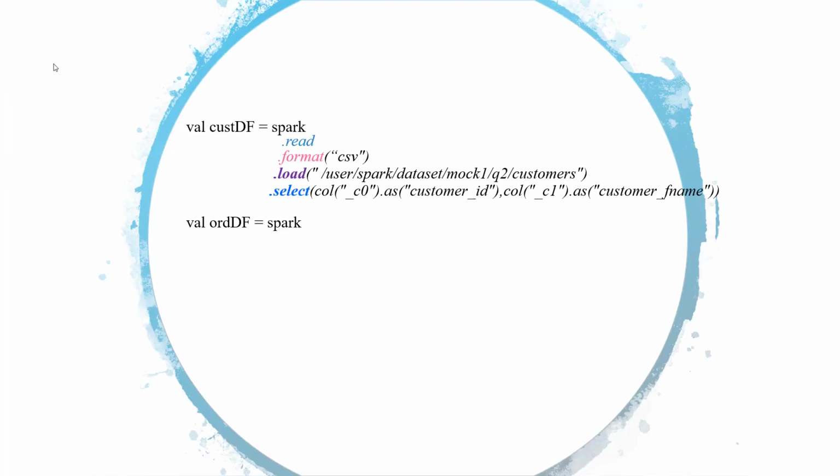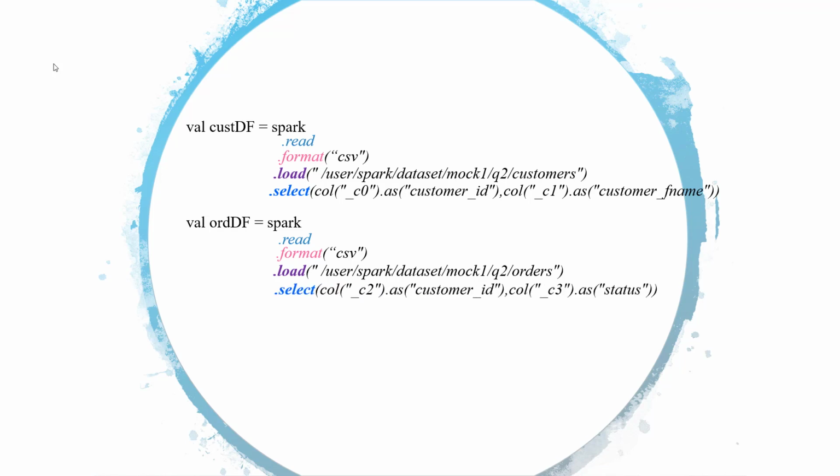Now let's read the orders data into our data frame. I'm going to say spark.read.format CSV, because again this is a comma separated file. Then in the load I am going to provide the input path to my orders file that is provided in the question. Then here also I'm going to select two fields: one is the customer ID and another is the status.